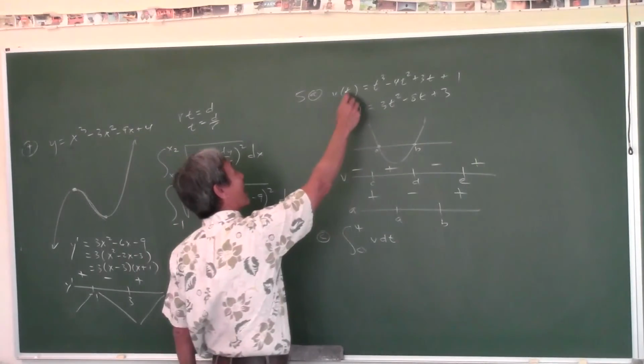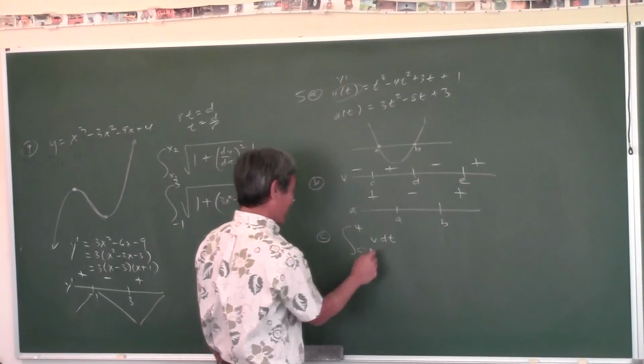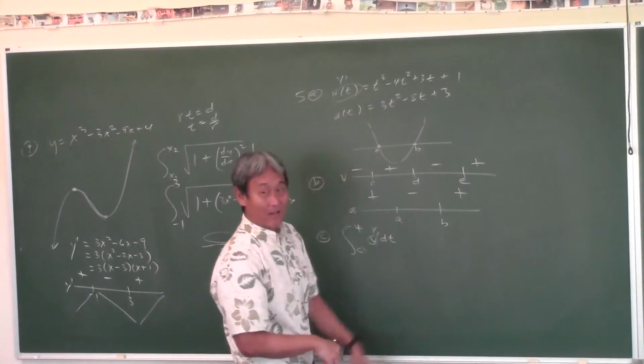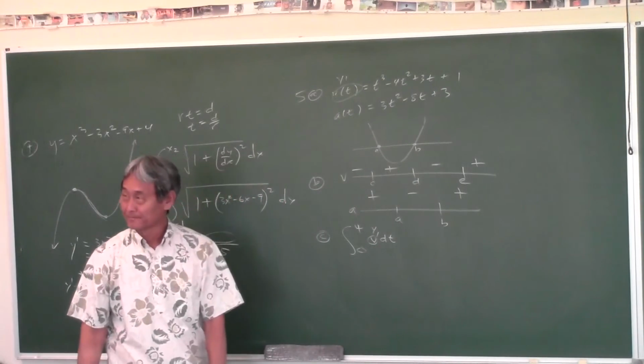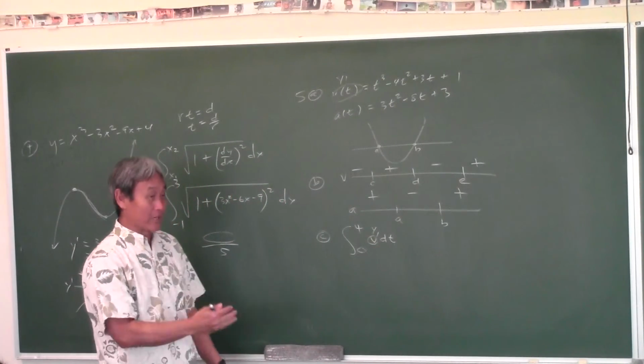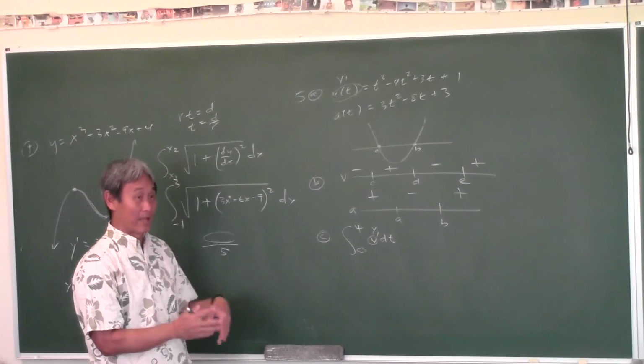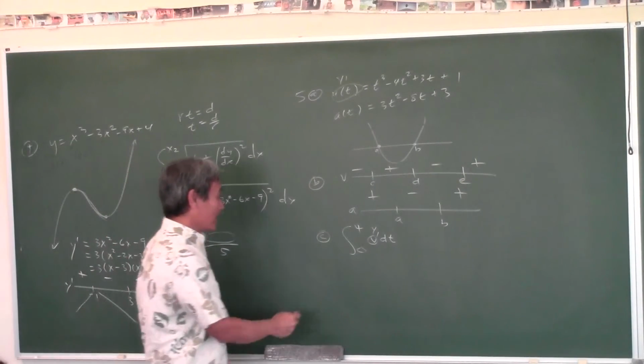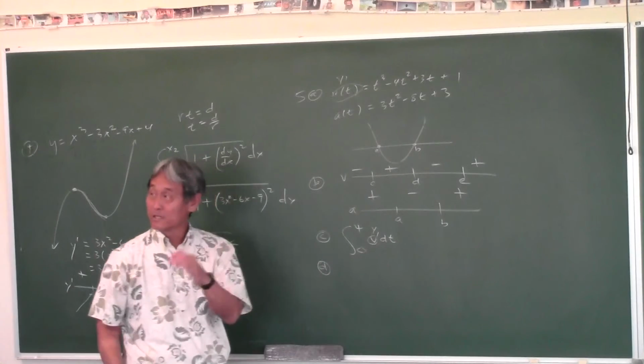In fact, if you have this punched in as y1 on your calculator, you can just put y1 there. You don't have to type that all in, and boom, you get your answer. 0 to 4. You integrate the velocity from 0 to 4. That's the displacement. D, on the other hand, is the total distance traveled.